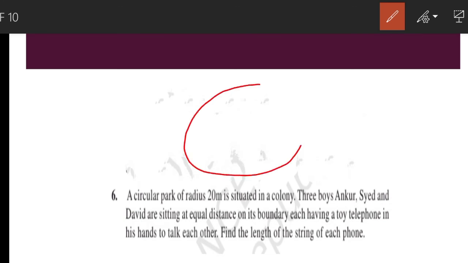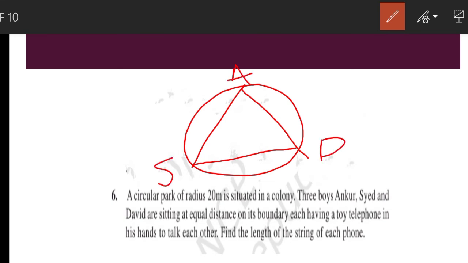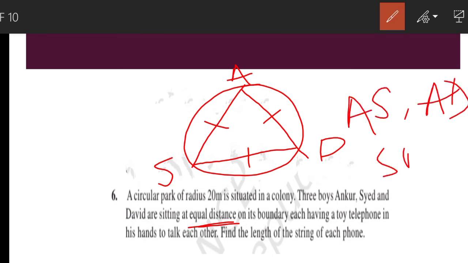So we have a circle, and in this circle, three friends are sitting at three points of the circle. One is Ankur, one is Shahid, and one is David. The distance between the three of them is equal because in the question it is written equal distance on its boundary. Find the length of the string of each phone. So they are talking over a telephone toy, and we have to find the length of each string. That is, we are going to find AS or AD or SD, any one. Since all the sides are equal, we will find any one.